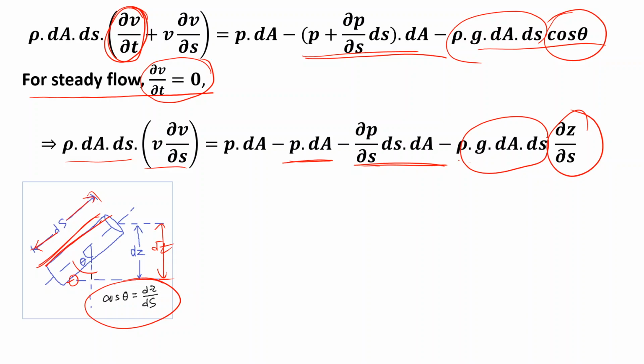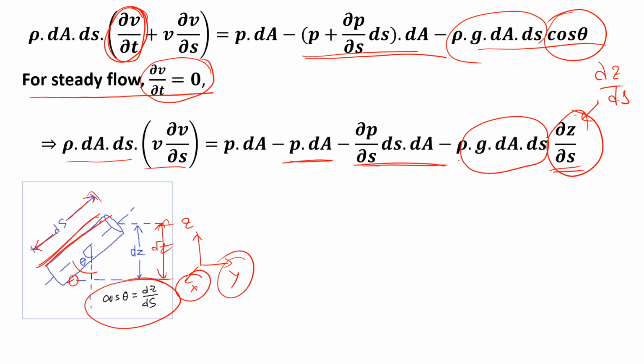We could have written dz by ds also, but at the last step it creates some confusion, so I replaced it with del z by del s, and it would mean the same thing, since z is not changing with respect to other dimensions. Therefore del z by del s and dz by ds should mean the same thing, because we are not exactly concerned about the other dimensions x and y.